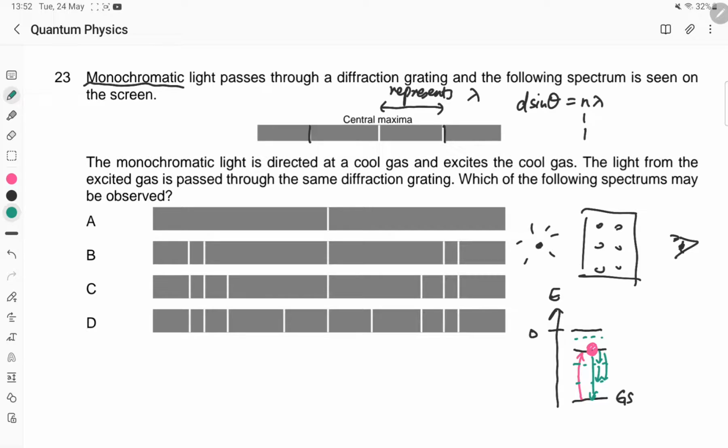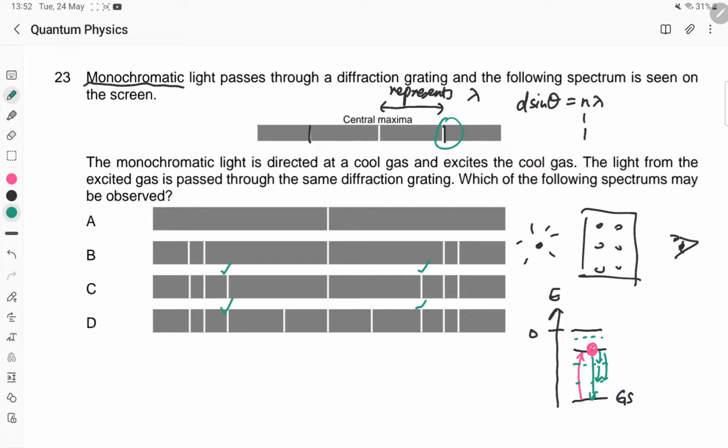So what are we sure of? Well, one of the possible transitions is to re-emit back the same wavelength as the one that strikes it. That will mean that we should expect the original wavelength to still be visible. So that will be this one.